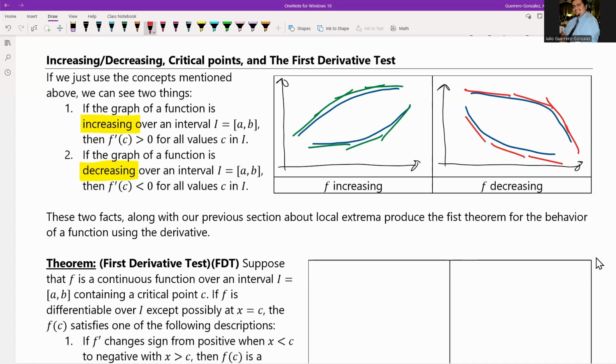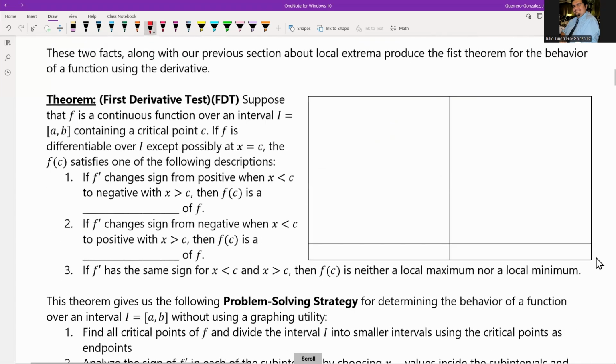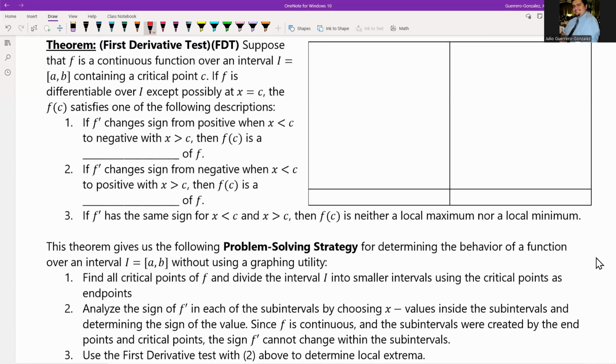All right, so now let's move on to the first derivative test. Let me read it out first because it's going to look confusing, and I'm going to fill in these blanks, and then fill in the little pictures for them on the right-hand side right after. So suppose you have a function that is continuous over an interval I and contains a critical point c. If f is differentiable over I, except possibly at x equals c, then you have one of three choices.